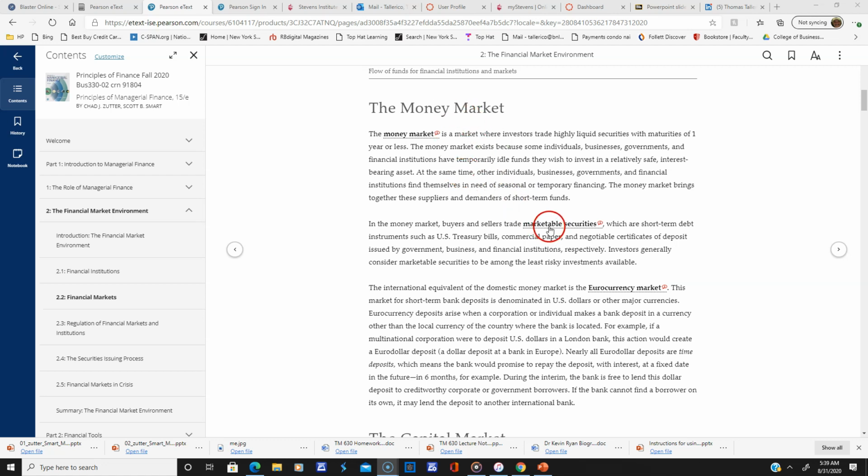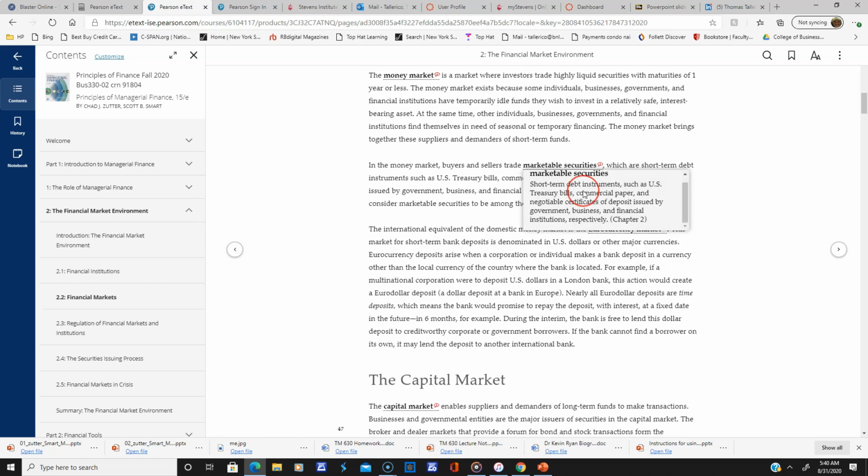All right, so you notice there's a magic word here again called marketable securities, and these are short-term debt instruments: treasury bills, commercial paper. Commercial paper is when companies loan to each other. They call that commercial paper, short term, less than 270 days, okay? And negotiable CDs. You know what a CD is, correct? You go to the bank and you get a 1 year or a 2 year or a 3 month CD, whatever. So those are called marketable securities, okay?